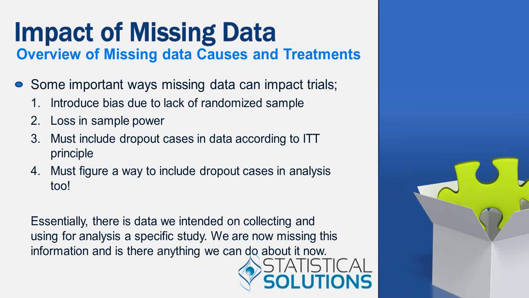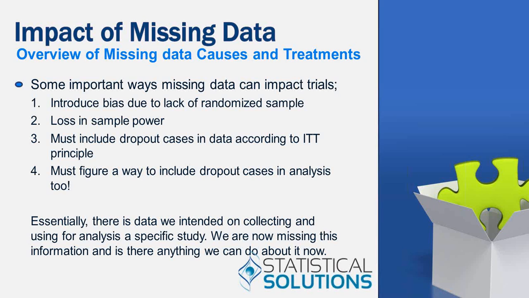So just to touch on the impact of missing data: what are the knock-on effects of missing data cropping up in a trial? Some important ways missing data can impact trials would be, as I mentioned before, introducing bias due to lack of a randomized sample. Some information we were set on collecting may be missing because a specific type of person has stopped, is having an adverse event, or has left the study. That type of person is not being studied anymore, and this bias can creep in.